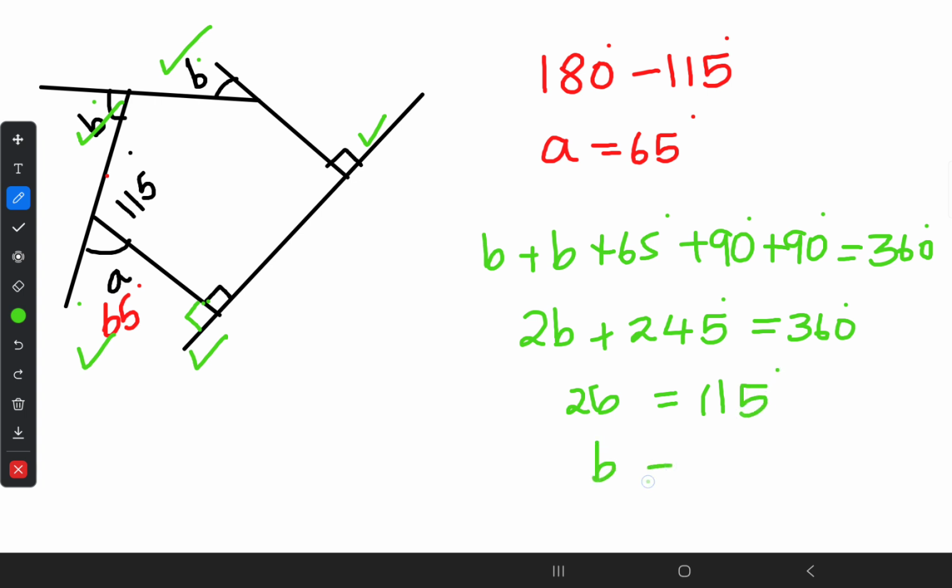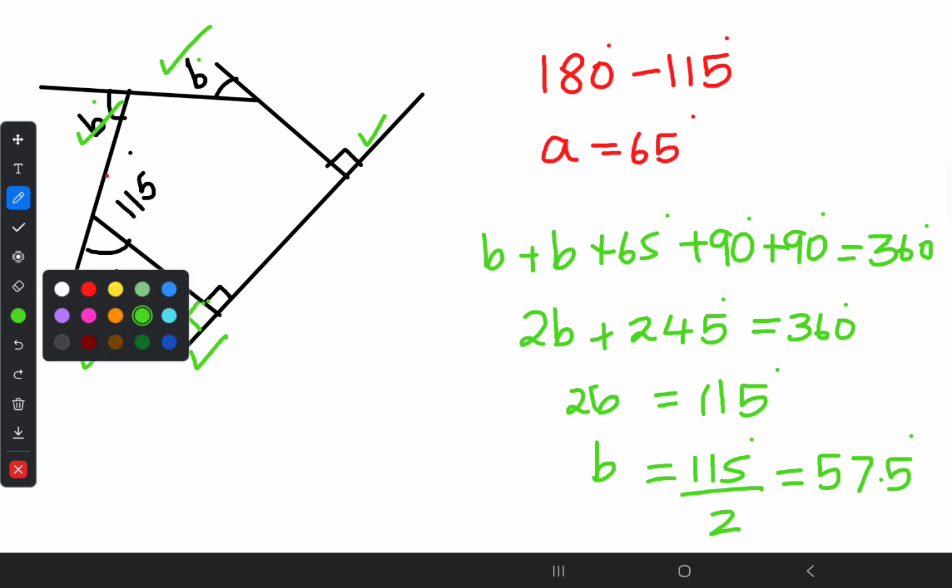Then B is 115 divided by 2. That will give you 57.5 degrees. That is the magnitude of B. A you can directly find using straight lines, adjacent angles. You can find the summation, that is 180. So A plus 115 equals 180. From 180 we can easily subtract 115 to get A as 65.